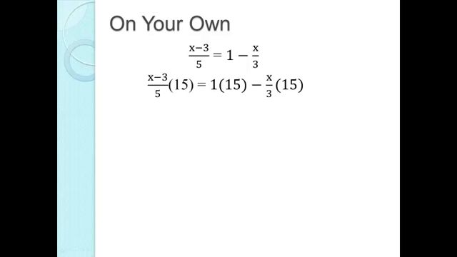In the first term, 15 divided by 5 is 3. Remember, we must take that 3 and multiply it by our entire numerator. 3 times x is 3x, and 3 times negative 3 is negative 9. On the right-hand side, 1 times 5 gives us 15, and negative x over 3 times 15 gives us negative 5x. Next, we can add 9 to both sides.